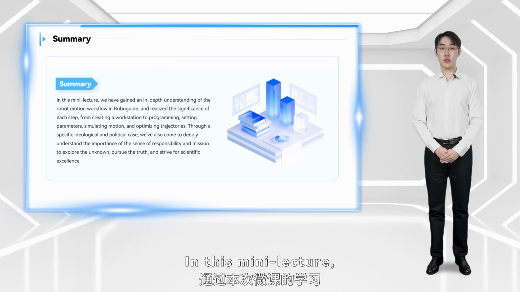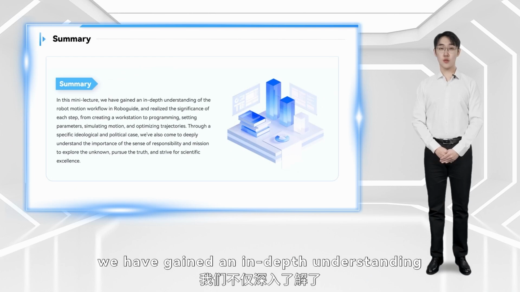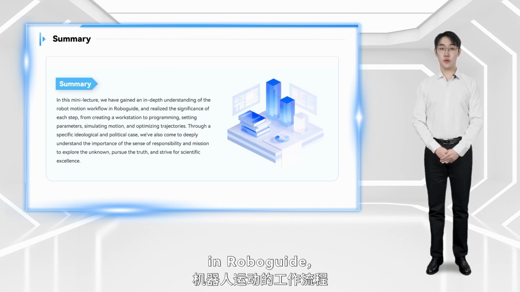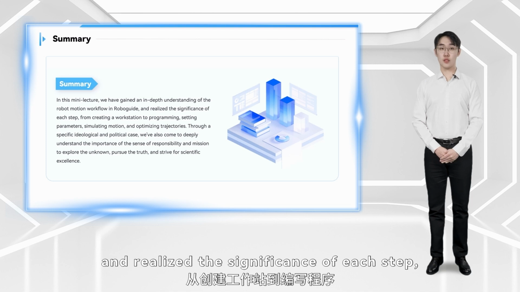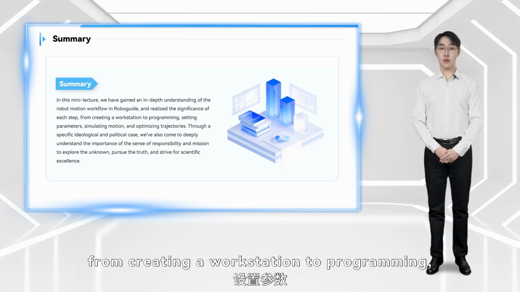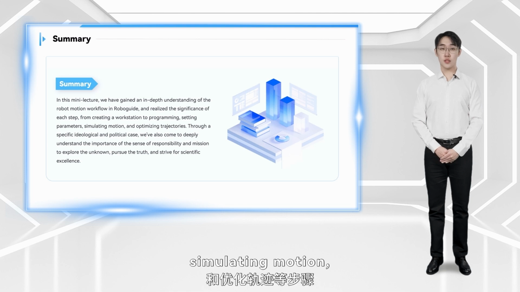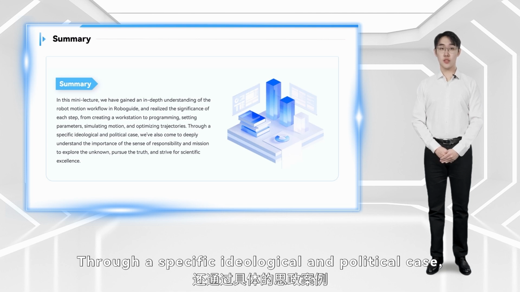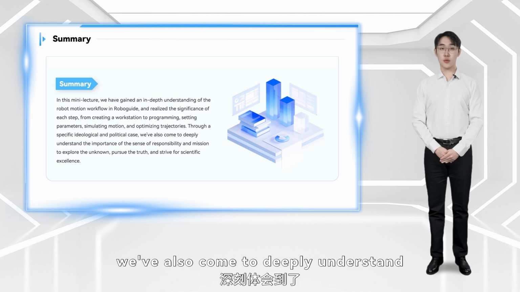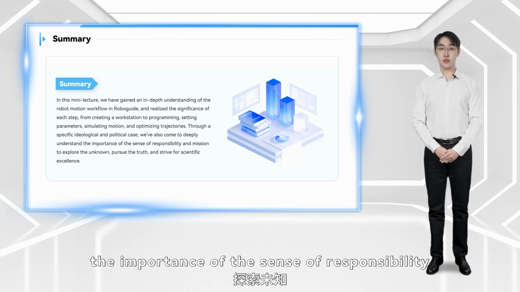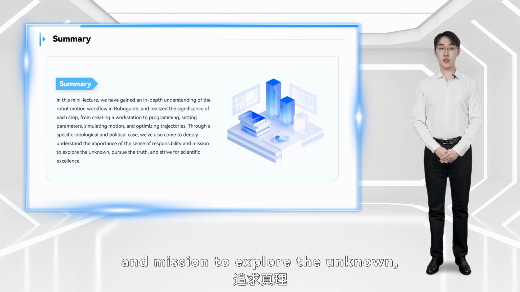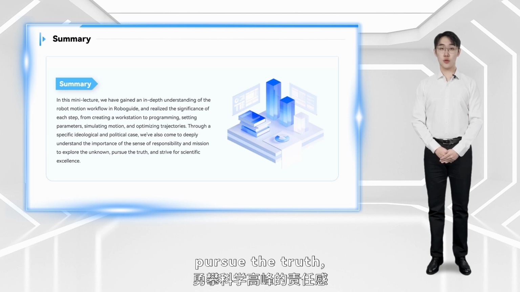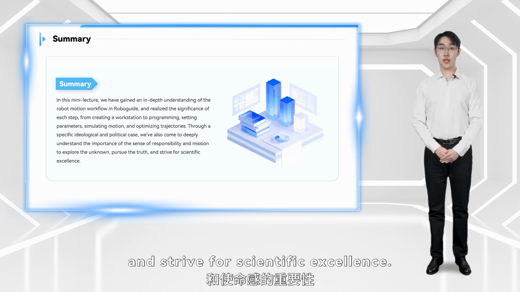In this mini-lecture, we have gained an in-depth understanding of the robot motion workflow in RoboGuide, and realized the significance of each step, from creating a workstation to programming, setting parameters, simulating motion, and optimizing trajectories. Through a specific ideological and political case, we've also come to deeply understand the importance of the sense of responsibility and mission to explore the unknown, pursue the truth, and strive for scientific excellence.